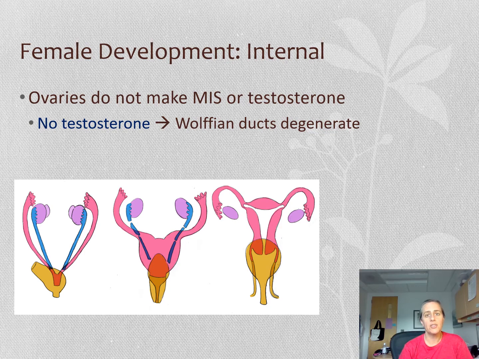We also don't have any testosterone to speak of because the ovaries aren't making it, right? Those are normally made by Leydig cells in the testes. So without testosterone around, those Wolffian ducts, the blue ones, just disintegrate and go away. So we're left with your typical internal female reproductive system.